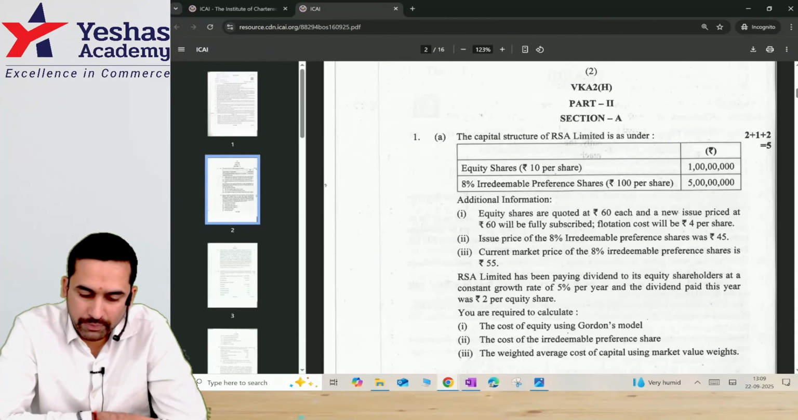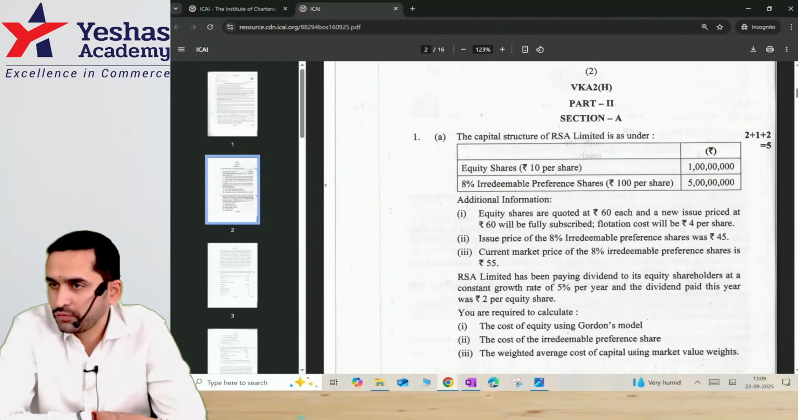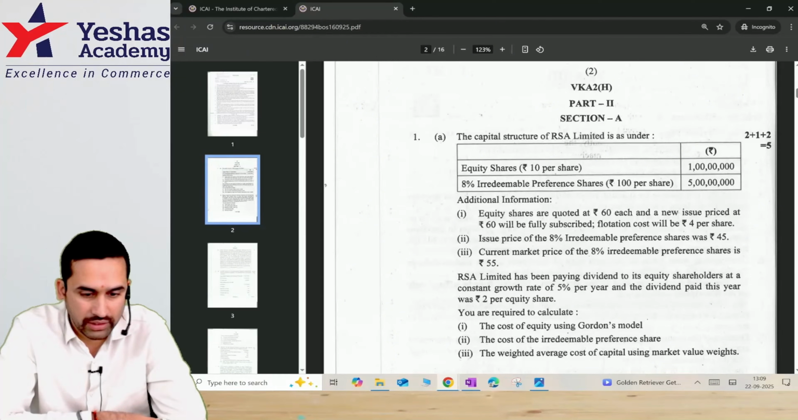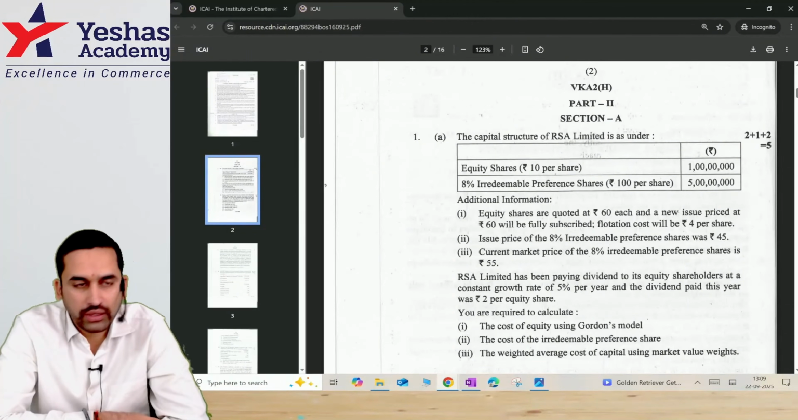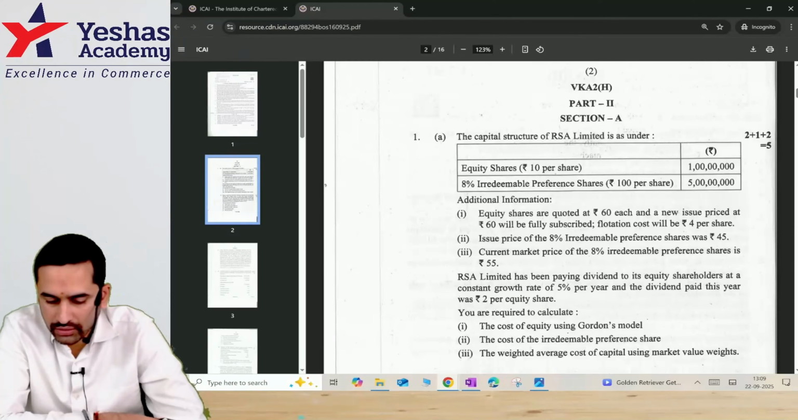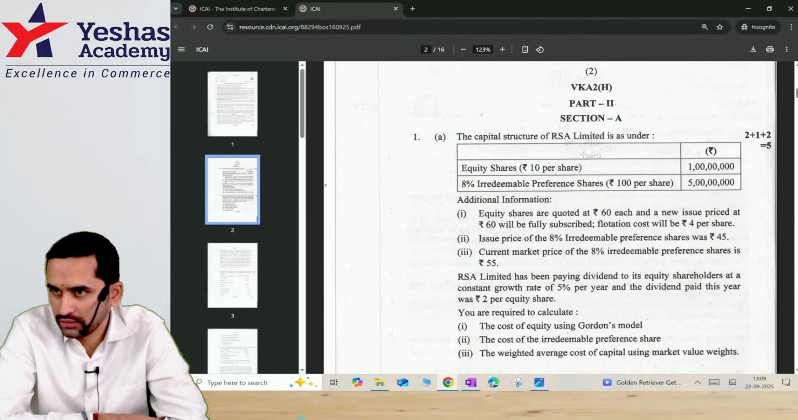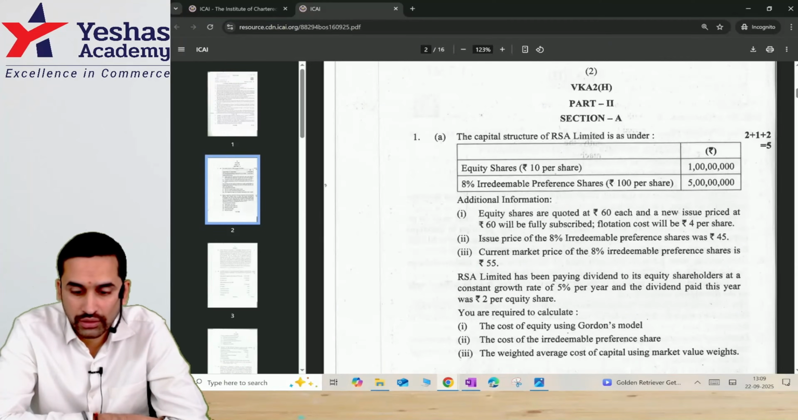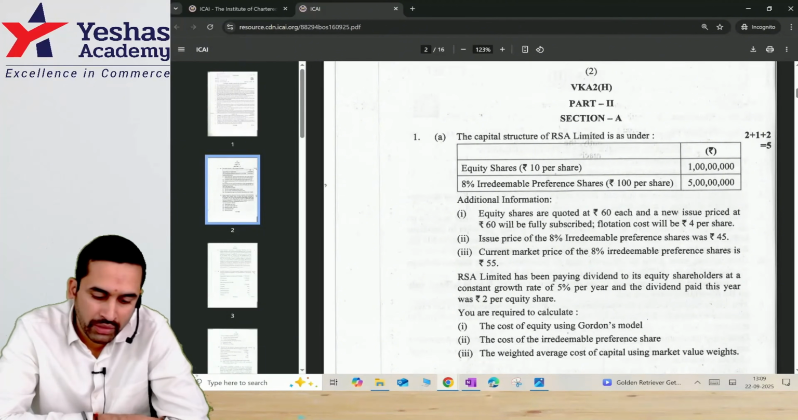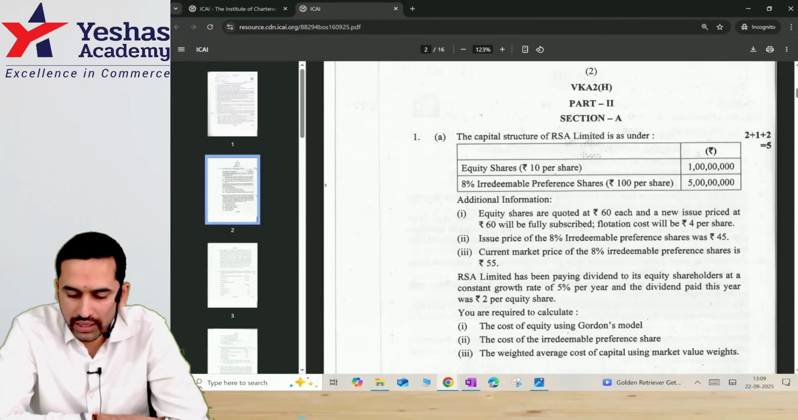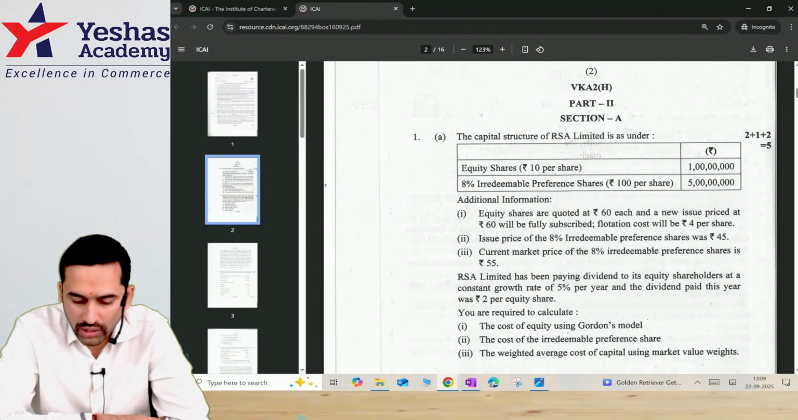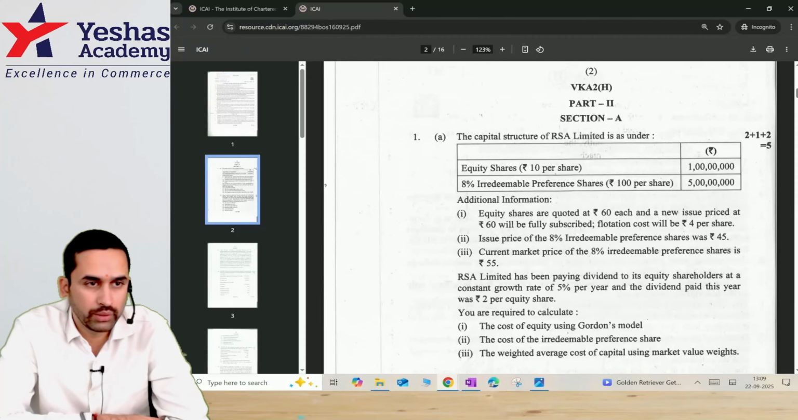Issue price of the 8% irredeemable preference share is 45. Even for this, the issue price is given and there is no flotation cost. The current market price of the 8% irredeemable preference share is 55 rupees. So the market price is 55, but the issue price is 45. So when you do net receipt, you will go by the issue price only. RSA Limited has been paying dividend to its equity shareholders at a constant growth rate of 5%, and the dividend paid this year was 2 rupees per equity share.